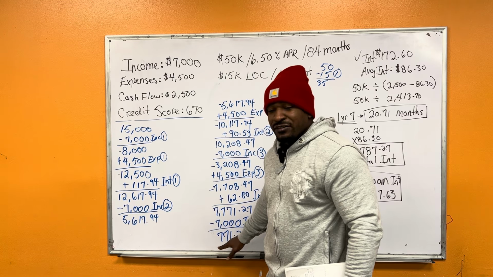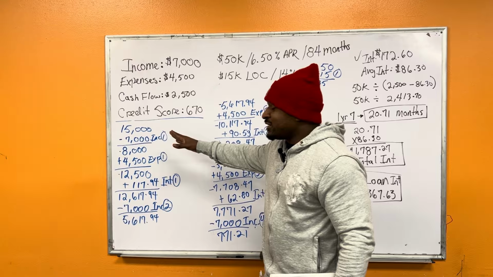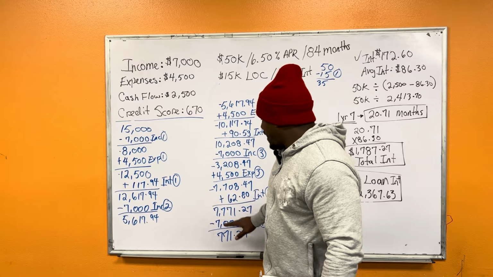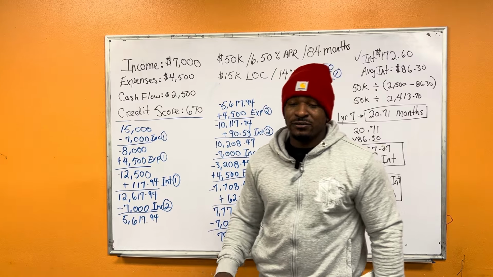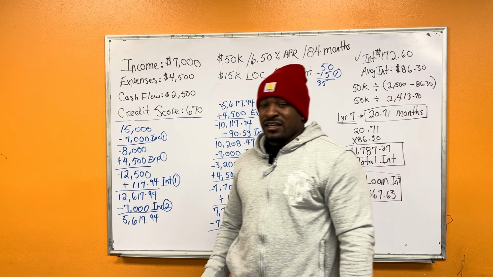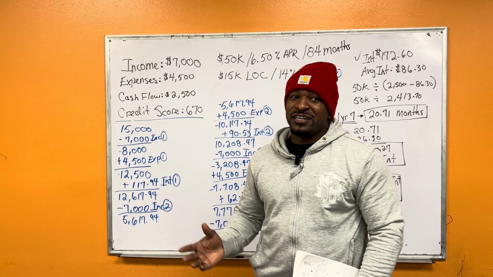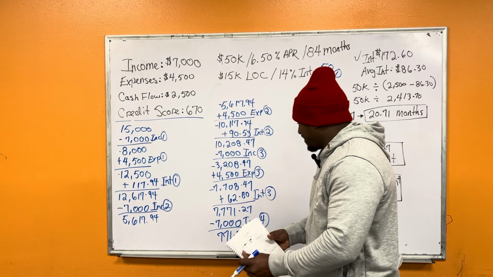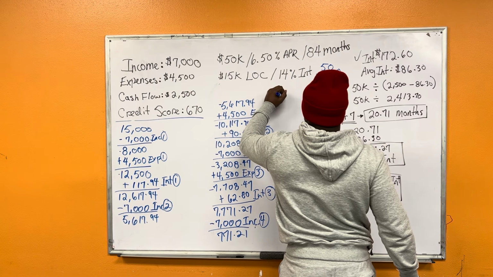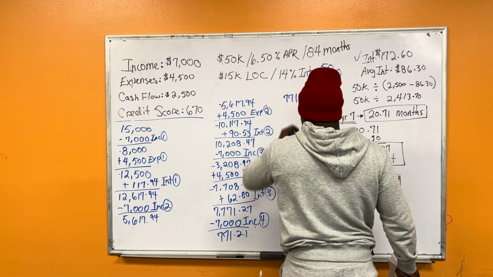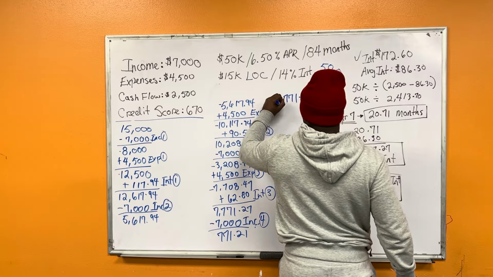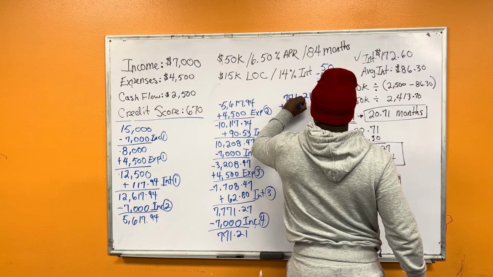So after 4 months, we went from $15,000 to now at $771. In the first month, we were at 15,000. I know this sounds unreal. I know this sounds like it's fake, but it's not. It's real. So this is month number 4. I'm going to bring this up, 771.21, and then we have to pay our expenses, which is 4,500.